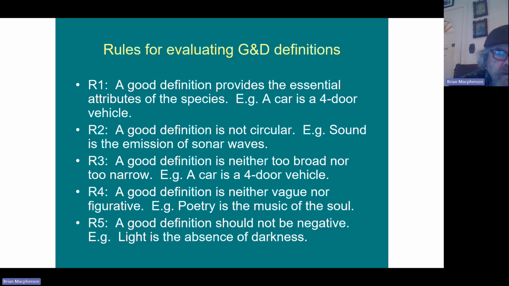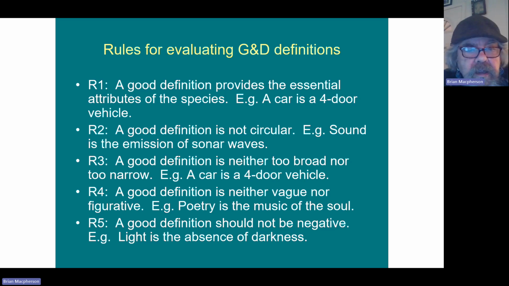A fourth criterion is that a good definition is neither vague nor figurative. All right. So what does that mean? Well, if I say poetry is the music of the soul, you're going to say, what the heck does that mean? Right? It is a genus and difference definition because music is more general than the soul, but it's a very bad definition because what is the music of the soul, right? It's perfectly figurative or vague. It doesn't tell us anything, right?